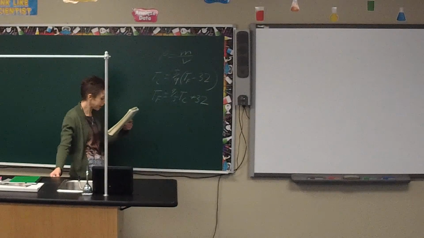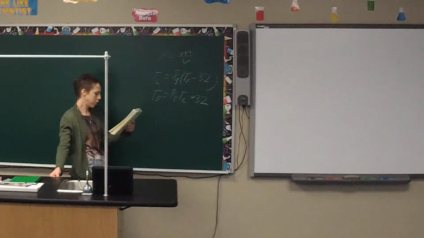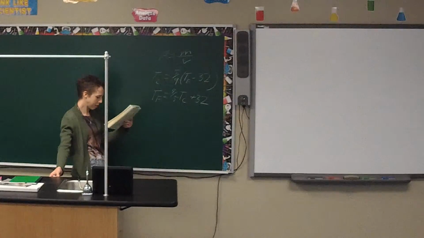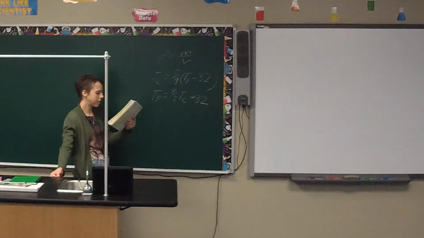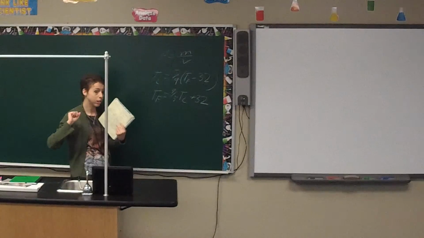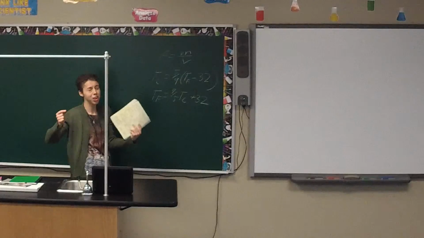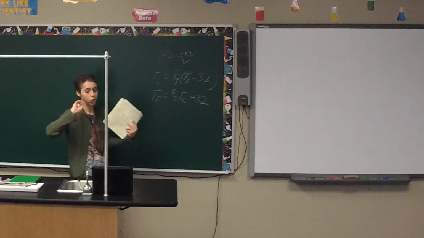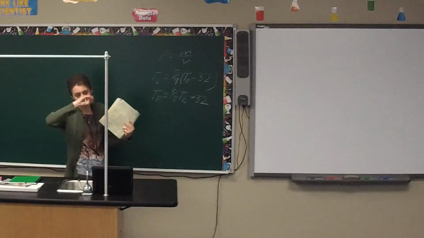So the problem says find the density of mercury if it is 205 milliliters and has a mass of 2,790 grams. Round the answer to the nearest 0.1 grams per milliliter. So it's telling you how to round, because we haven't talked about sig figs yet. You might remember sig figs from physical science. We'll talk about them later.